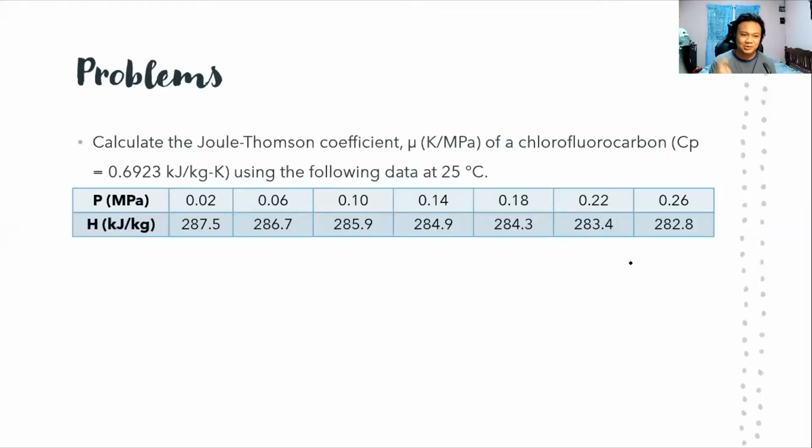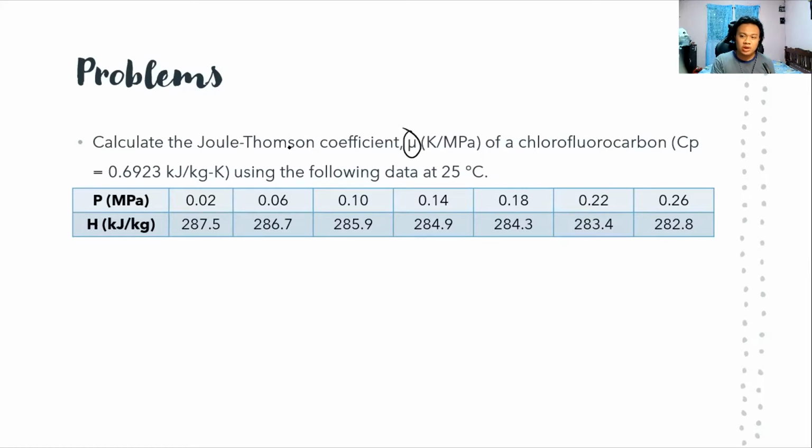Let's begin. So we are asked to solve first the Joule-Thomson coefficient, or the mu, with the units Kelvin per MPa. So if a chlorofluorocarbon, we don't know what it is, but we are given the Cp, or the heat capacity at constant pressure, 0.6923 kilojoules per kilogram per Kelvin. So using the following data at 25 degrees Celsius, we are given these values, and then we are to find the mu.